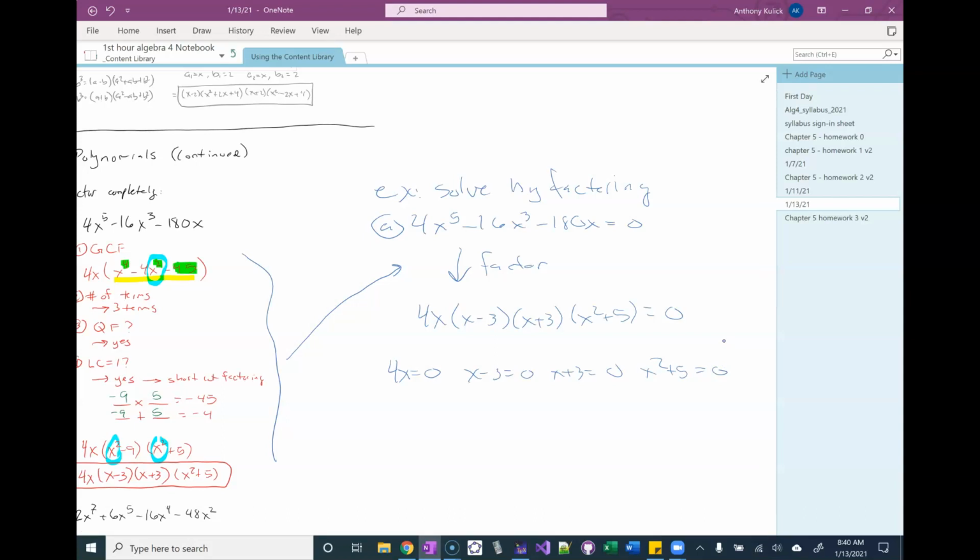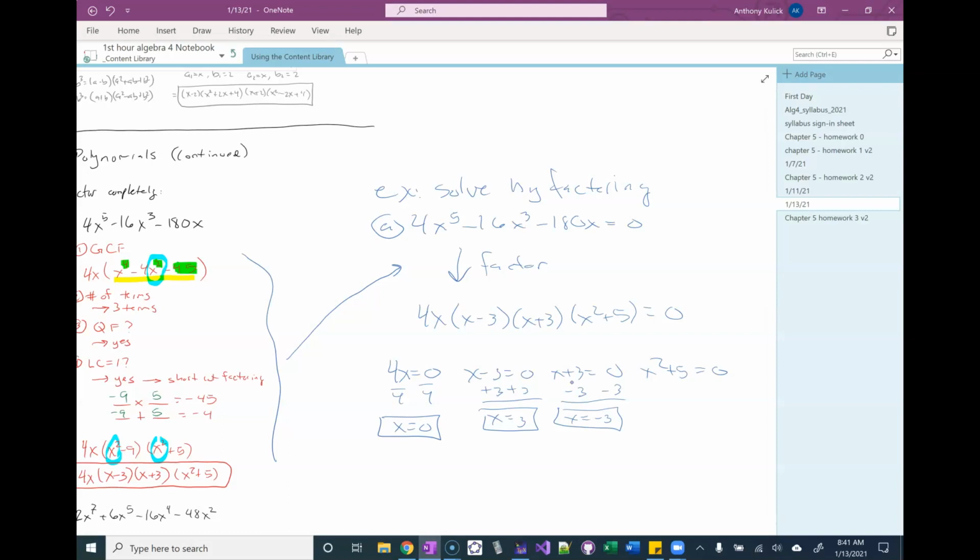So if I have 4x is equal to 0, I can divide both sides by 4, and I get x equals 0. For x minus 3 equals 0, I can add 3 to both sides, so I get x equals 3. For the next one, I can subtract 3 from both sides to get x equals negative 3. Everybody's so far so good?